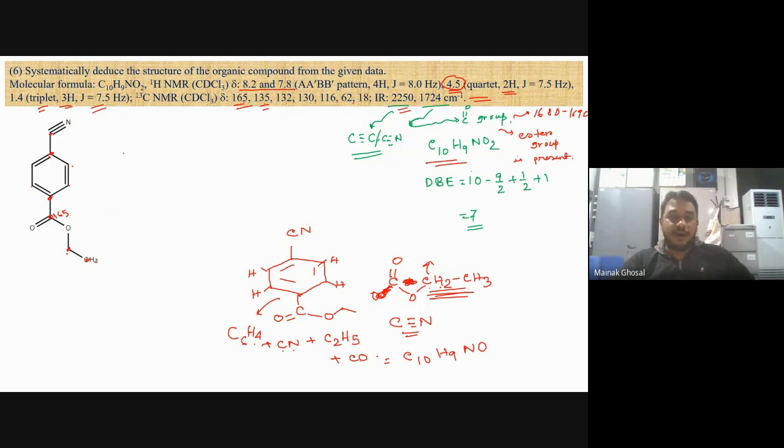No, this is not wrong, because this carbon signal is actually coming within these two, 135 and 132. This one comes nearly at 134, which was missing in the question. So you just match it with the rest of the carbon spectrum. It is 165, 62, 18, and all the peaks are there.